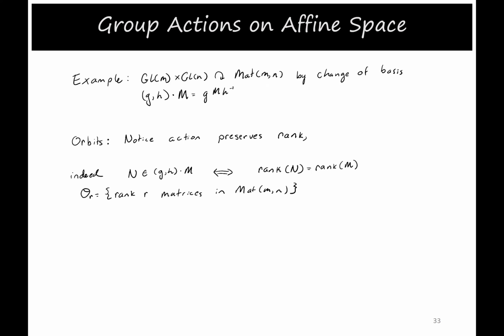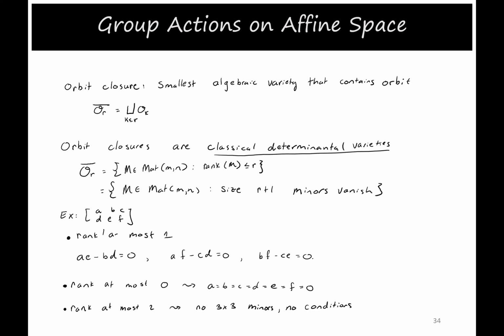Okay. So we can also look at these orbits and we can think about orbit closures. So I mean this in the sense of Zariski topology, and it gets a bit more subtle, but I'm just going to tell you that combinatorially, what orbit closure looks like here is instead of saying, let's look at this orbit that has matrices of rank exactly R, I can look at the matrices of rank at most R. And that's what the closure looks like. And these closures are classical determinantal varieties.